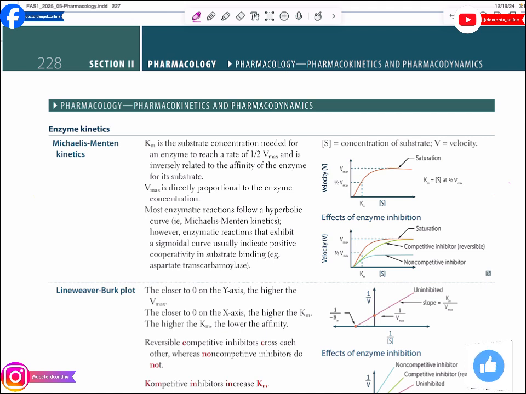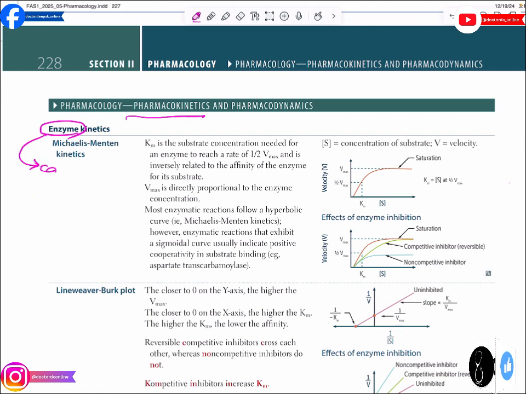Hello everyone, today we are going to start our new chapter about general pharmacology, starting from pharmacokinetics. In pharmacokinetics, we are going to start with enzyme kinetics. Patients using drugs are mostly affected by the inhibiting and stimulating of enzymes. First, we have to understand the enzyme.